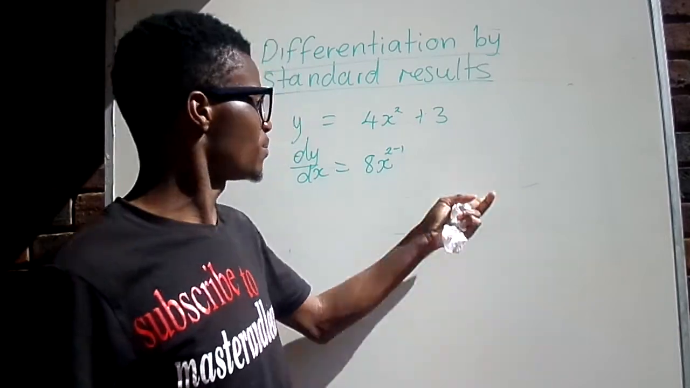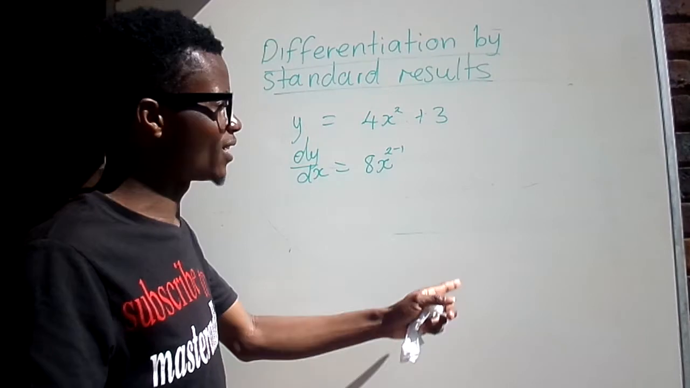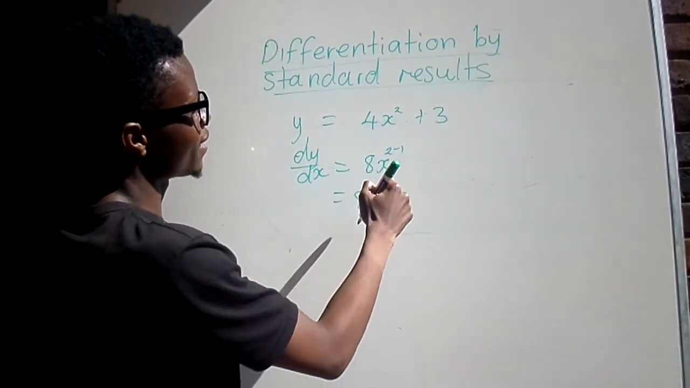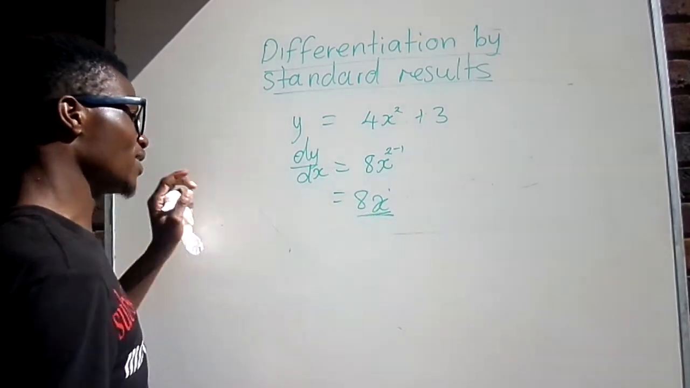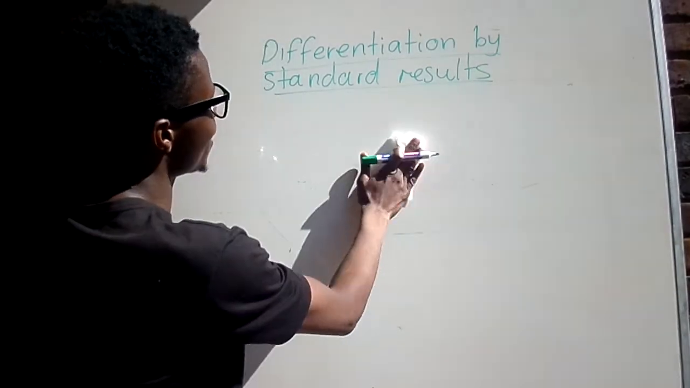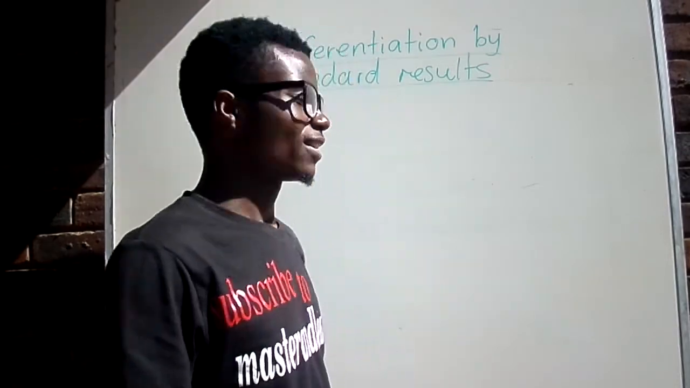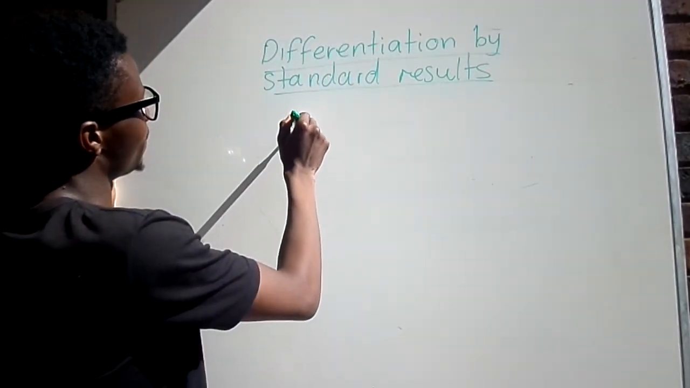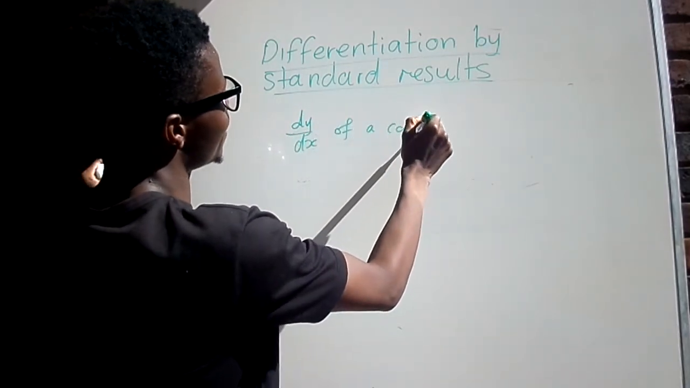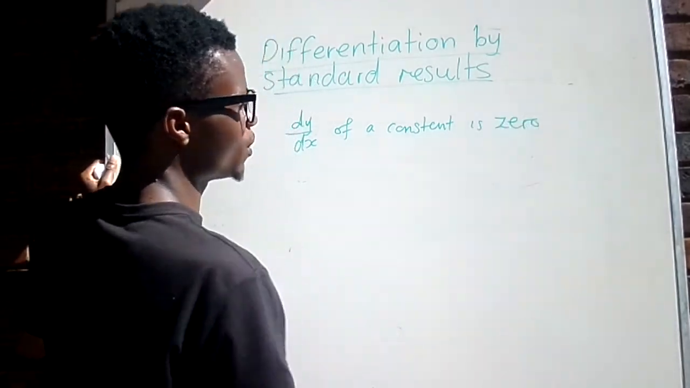Why? The reason being, if it's a constant, it just means the gradient is constant. It's 0. There is no gradient right there. So the final answer right here is going to be 8x, 2 minus 1, which is 1. That will be the gradient function. So when you are asked to differentiate by standard results, you should know that dy by dx of a constant is 0. That's what we should know.